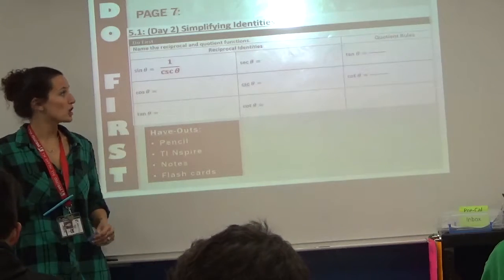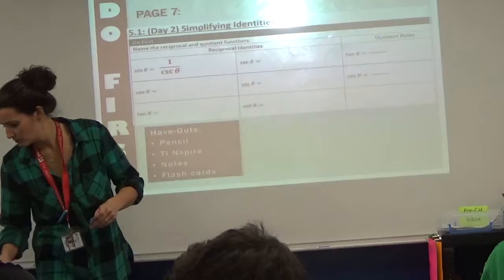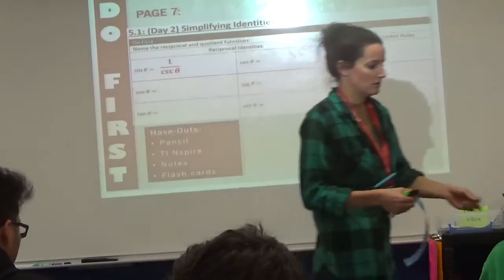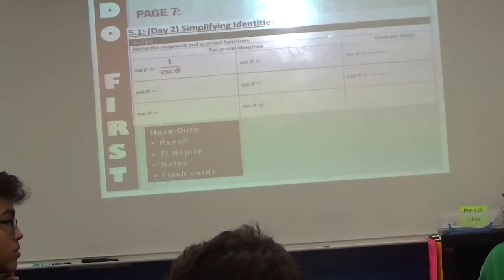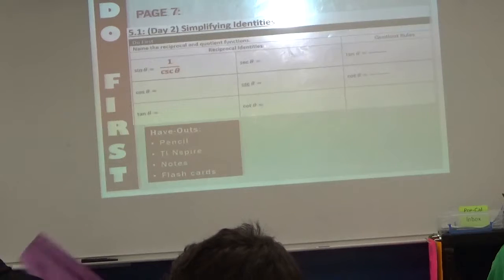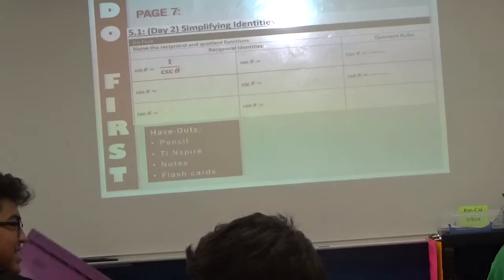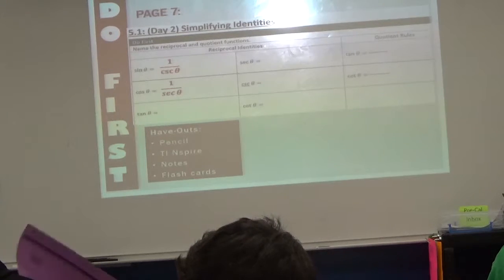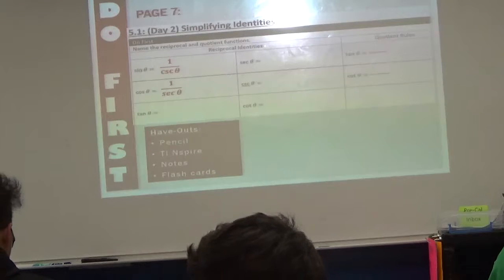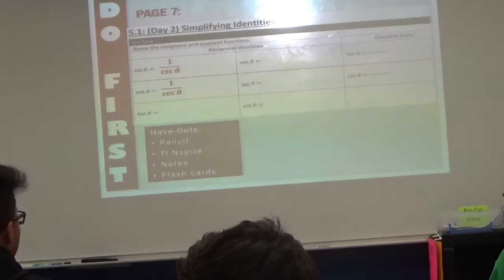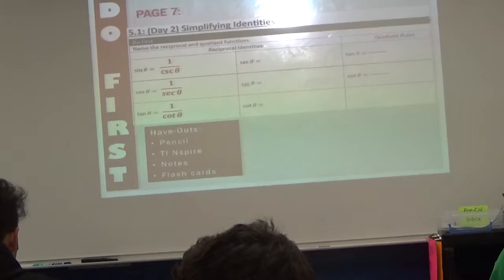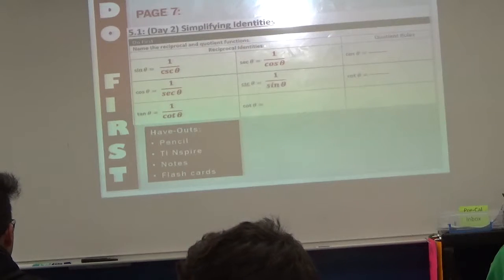Okay. So Josh, pick someone else for cosine. Adrian. 1 over secant, and pick one more person for tangent. 1 over cotangent, also known as cot. And then these 3 are just going back the other way. So 1 over cosine, 1 over sine, 1 over tangent.